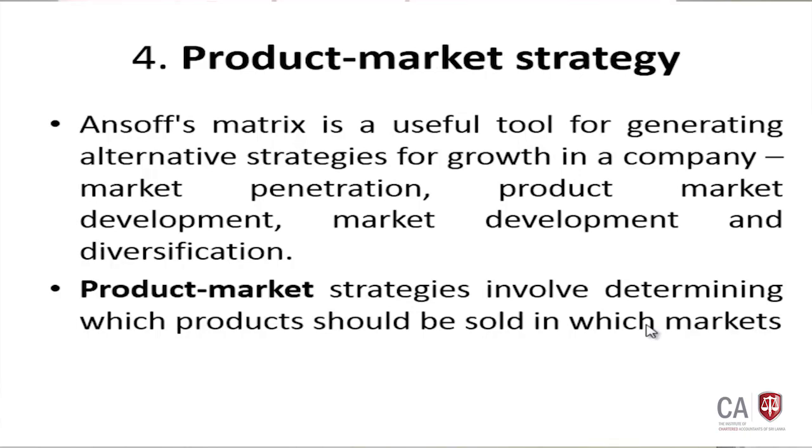So with that we can complete Bowman and we can move to the ANSOP product market strategy. ANSOP tries to identify 4 strategies based on 2 criteria, that is the product and the market. The product you offer and the market you operate. So 4 strategies were identified by the ANSOP. What are the 4 strategies identified by the ANSOP?